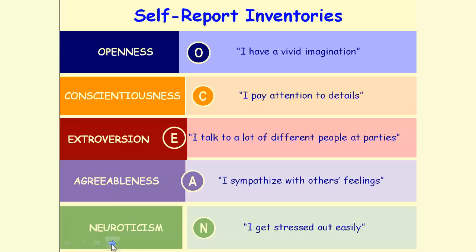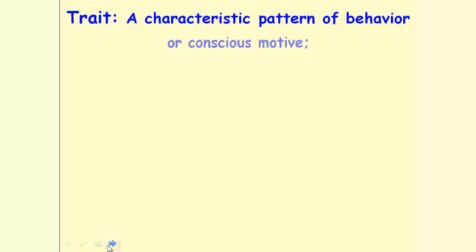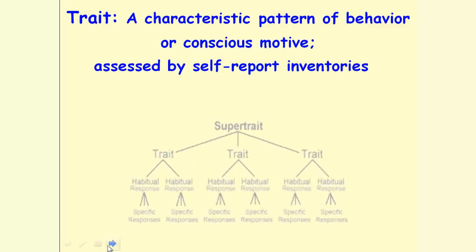However, self-report inventories are problematic for aspects of personality that may not be available to consciousness, or for traits that are highly desirable or undesirable, as we are likely to sugarcoat our responses. Traits are often measured in continuums, as we've seen, as well as depicted in hierarchies.